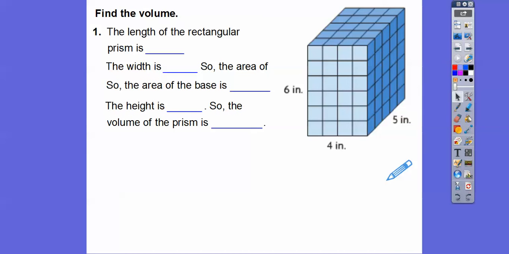All right, it's easier than it seems. The length of this prism is 4. Here's the width, here's the height. Let's go ahead and put in 4, 5, and then the area of the base. So 4 times 5 is 20, so the area of the base is 4 by 5, so 20 inches squared, or square inches. Then we take that 20 and multiply it by this 6 right here. Remember, volume is always in cubic units, so 20 times 6 is 120 cubic units, or inches cubed.